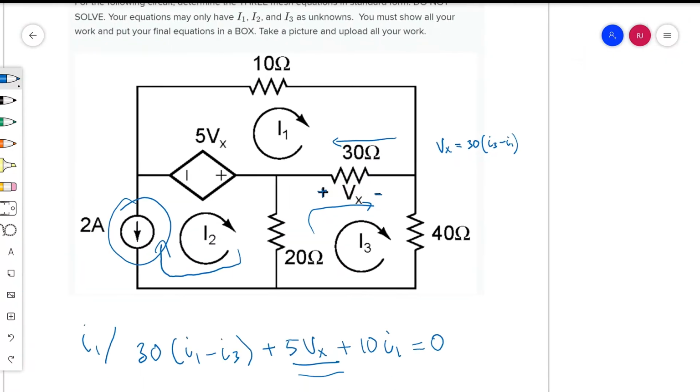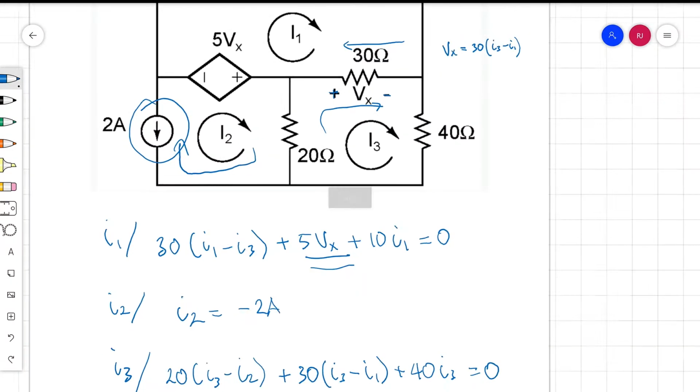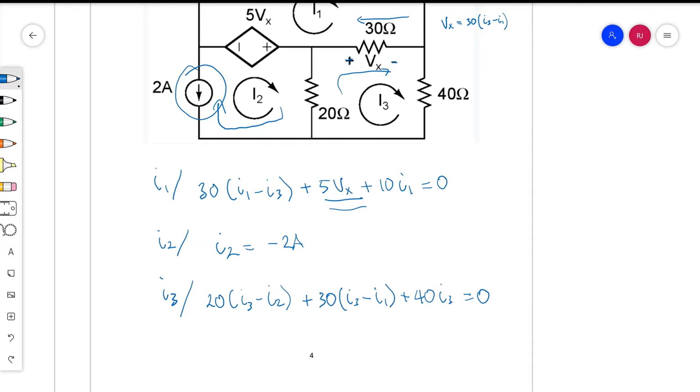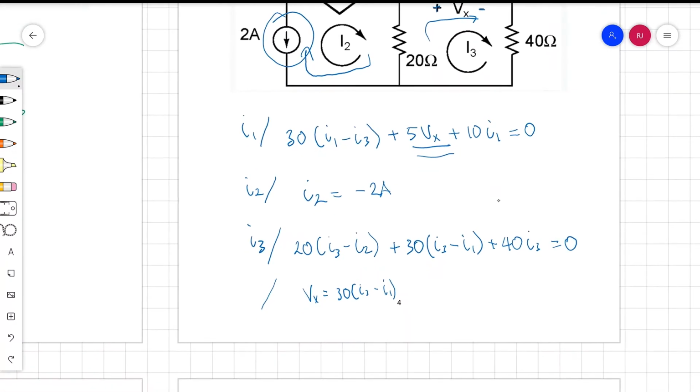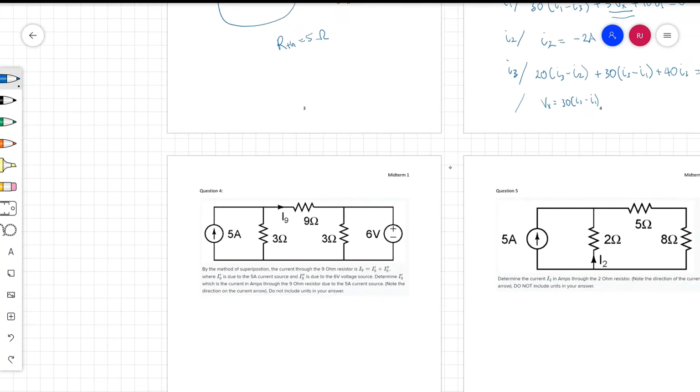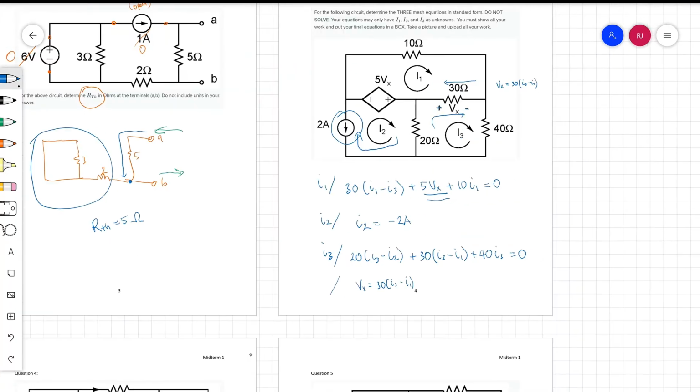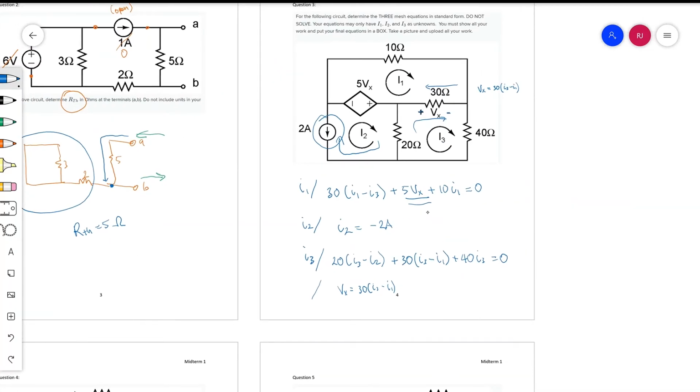So that's our fourth and final equation, and we'll just write this down here along with the rest of them. So Vx is equal to 30 times (I3 minus I1). And we'll leave it at that. Later on, after we finish the rest of the question, is when it would be more appropriate to come back here and then to substitute and reduce this into standard form. But at this point, we've got everything we need in terms of the equations to solve everything about the circuit.